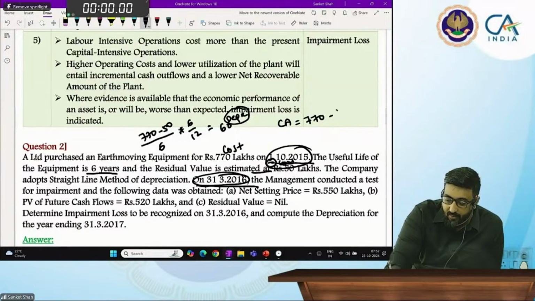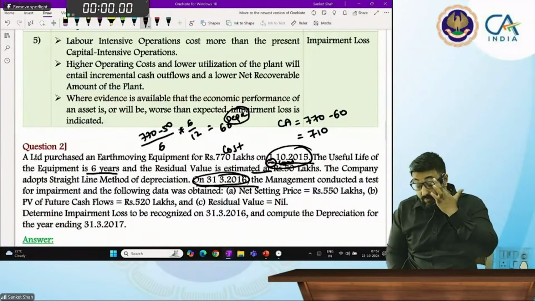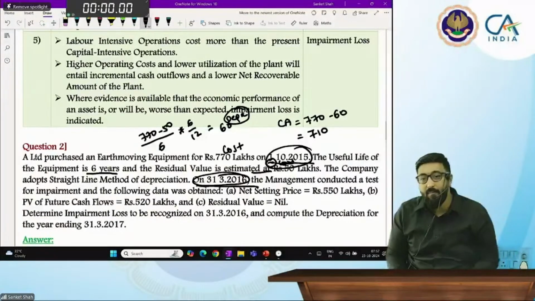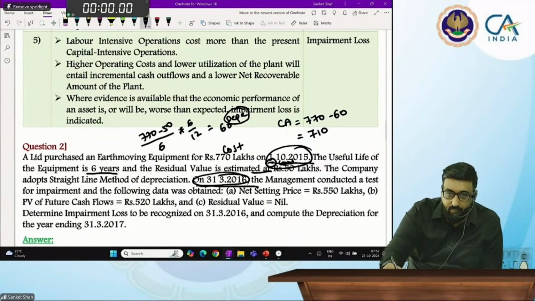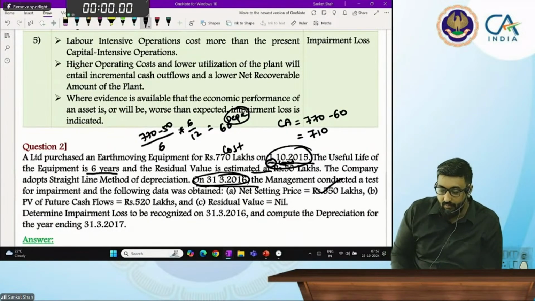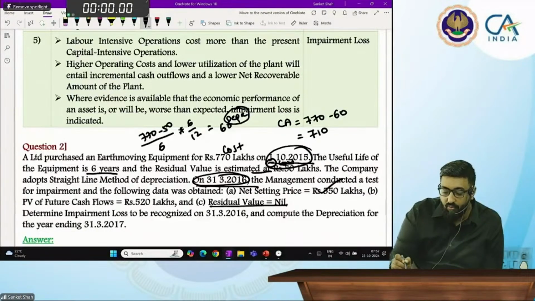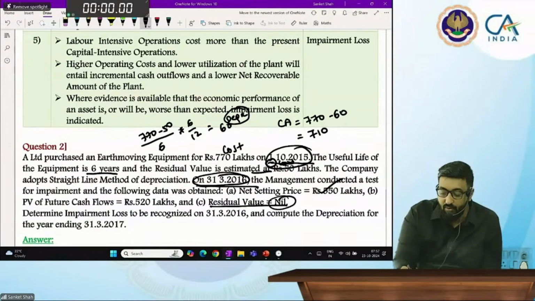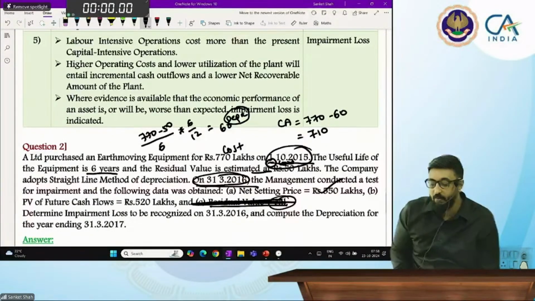770 minus 60, 710 is my carrying amount. And what is my NRV? 550, and residual value nil means after 5 years or 6 years. This residual value, they have considered, actually residual value 0 नहीं, एक line ही cut कर देता हूँ, confusion होगा.